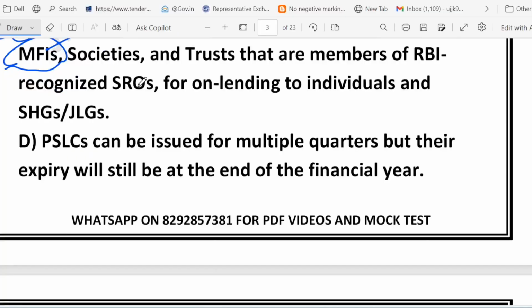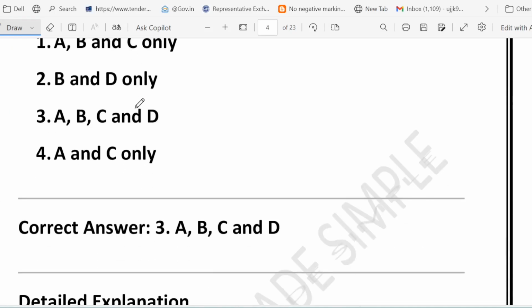What about D? D says that PSLC can be issued for multiple quarters, but their expiry will still be the end of the financial year. Again true. You may have PSLC transactions in quarter 1, quarter 2, quarter 3, quarter 4, but expiry does not depend on quarter. It is fixed on 31st March. Right. So friends, what we have seen is that all options are correct. So the third option is the correct one.